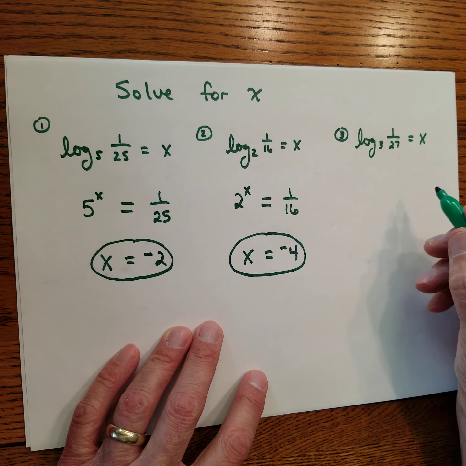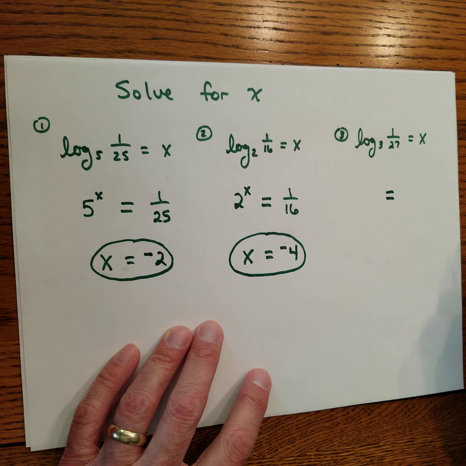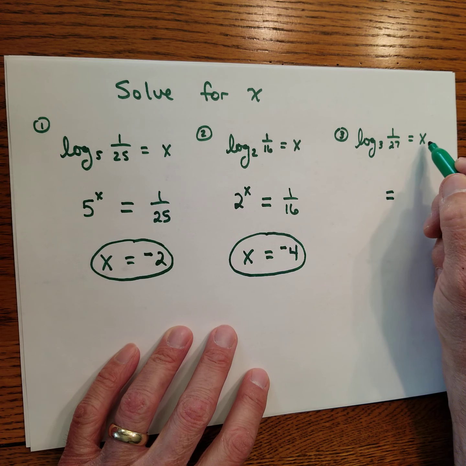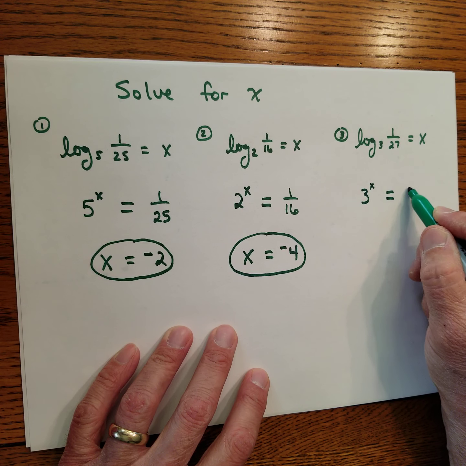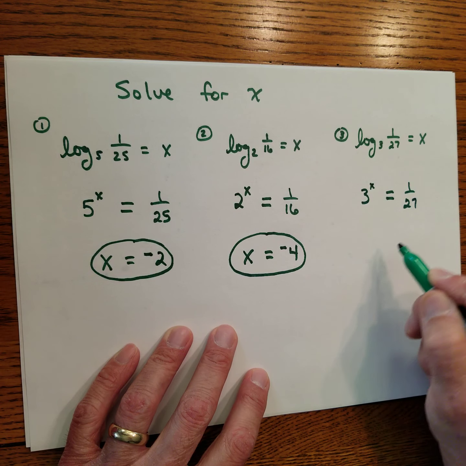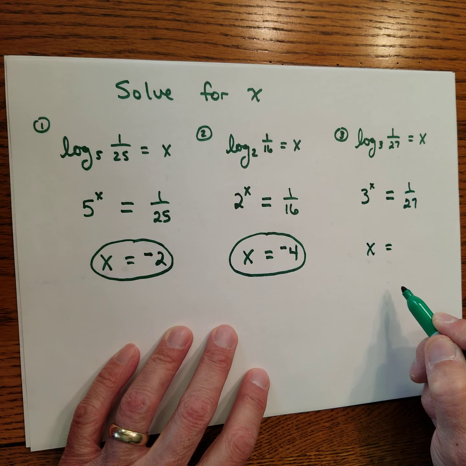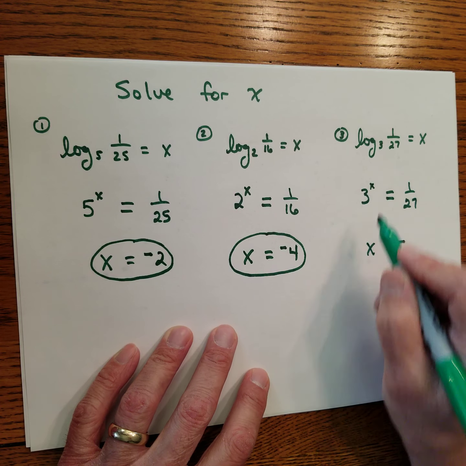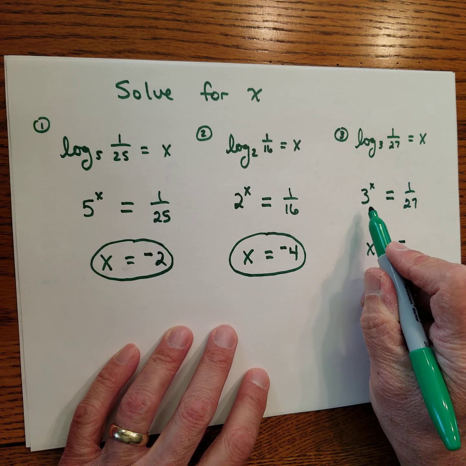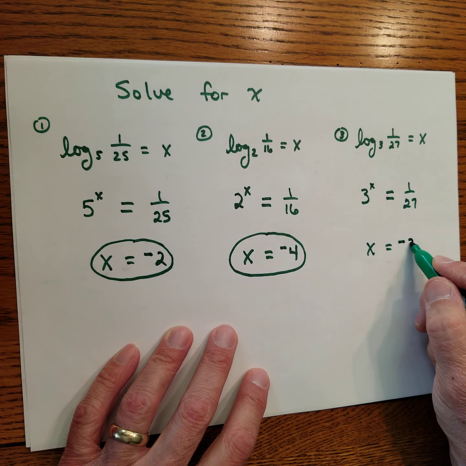Look at number 3. If I translate that into exponential form, this x is the exponent that goes on that 3, changing it into 1 over 27. That looks like a reciprocal, so my exponent must be negative, and 3 times 3 times 3 is 27.